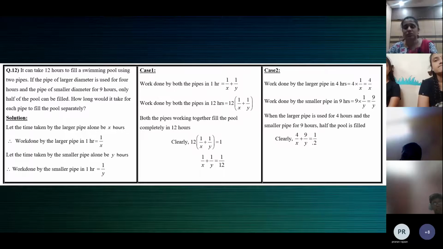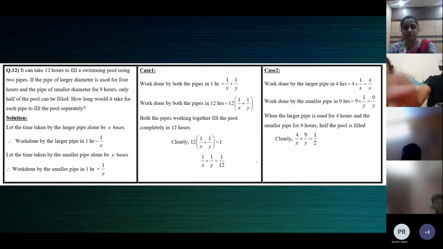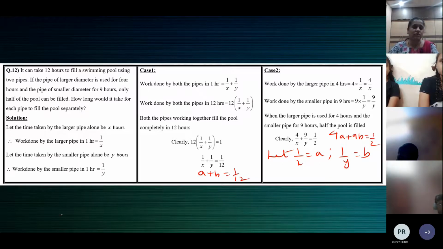So these are the two equations, and you know how to solve them. Because it's 1 by x, 1 by y, 4 by x, 9 by y, you must say let 1 by x be equal to a, 1 by y be equal to b. So you will get a plus b is equal to 1 by 12, and here you will get 4a plus 9b is equal to 1 by 2. You know how to work this.